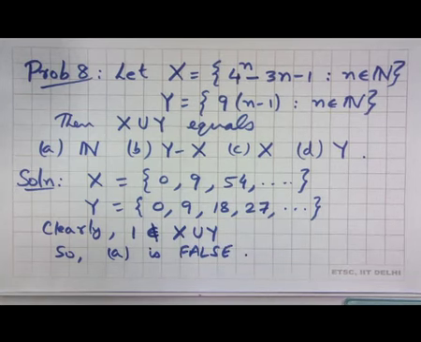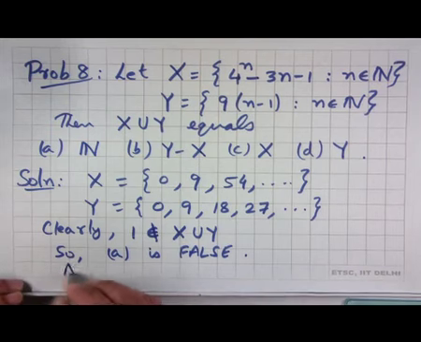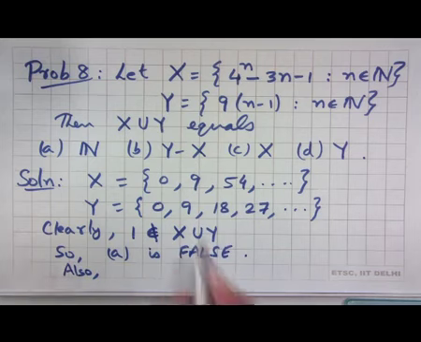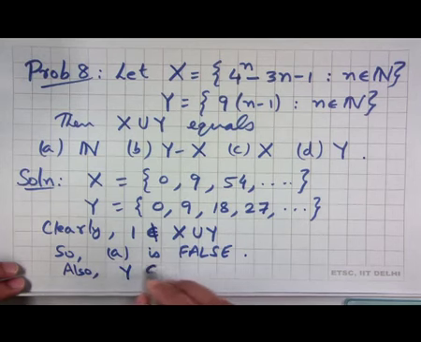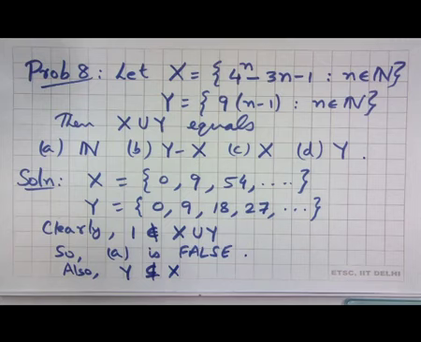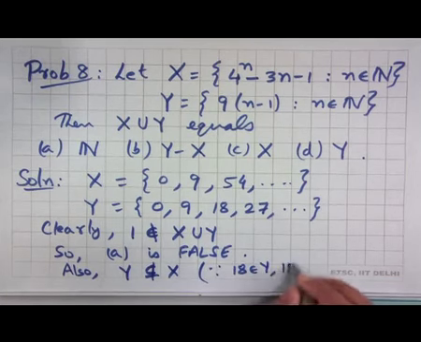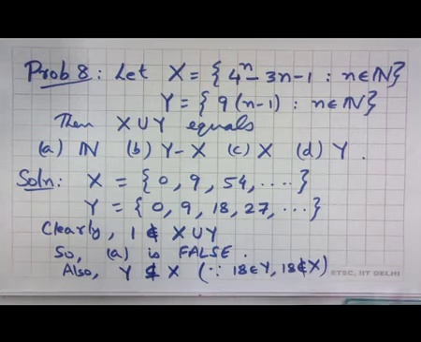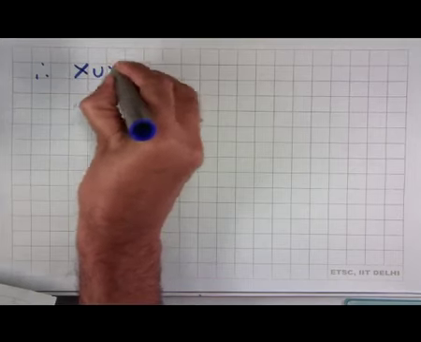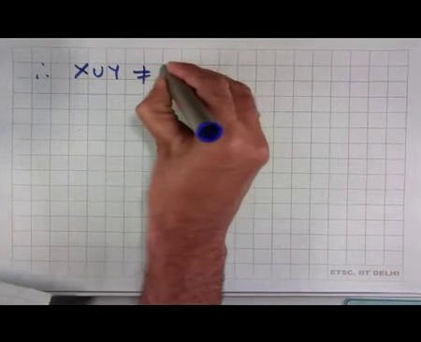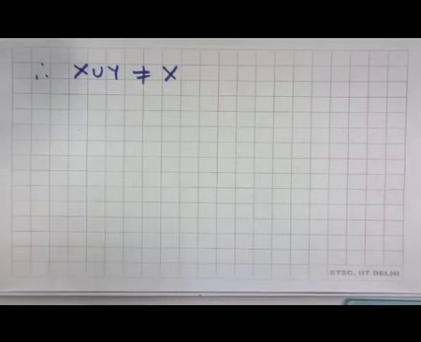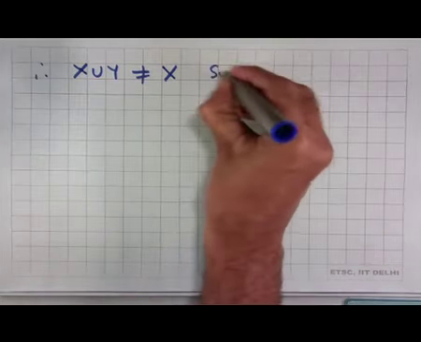Also, for X union Y, we see that Y is not a subset of X, because 18 belongs to Y, but 18 is not in X. So, therefore, X union Y is not equal to X. This would be equal to X if Y were a subset of X. So, C is also false.